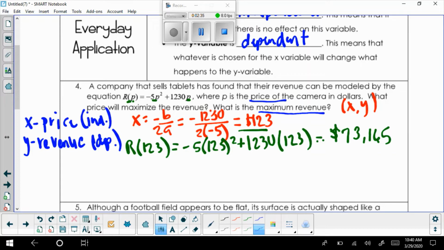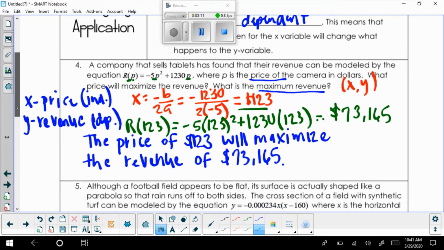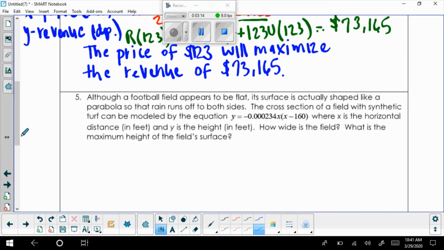So the price of $123 will maximize the revenue of $73,165. Okay, let's look at number 5.